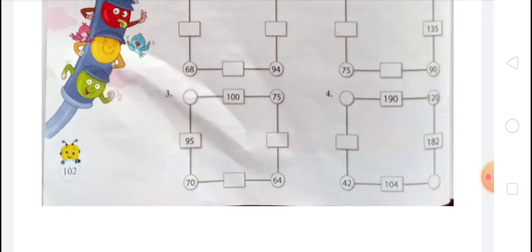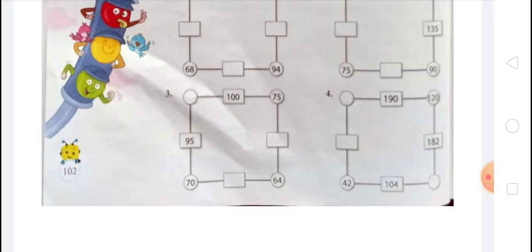When we add 25 plus 75, there will be 100. That is 25. And after that, we have to add on the bottom side, 70 plus 64. 4 plus 0 is 4, and 7 plus 6 is 13, so 134.